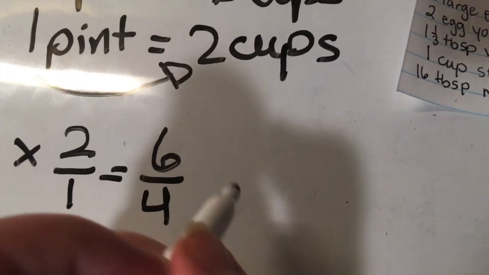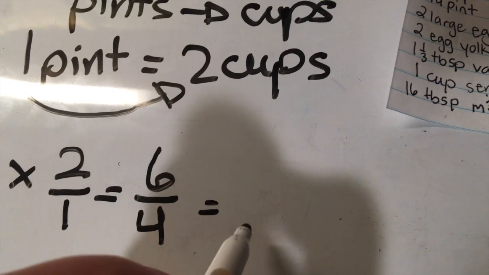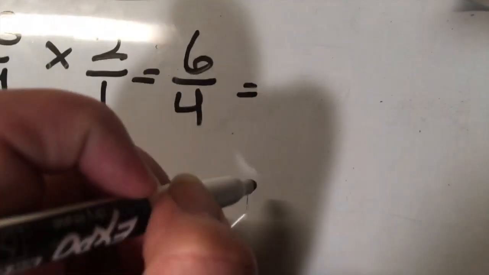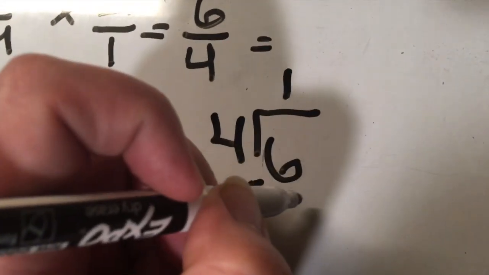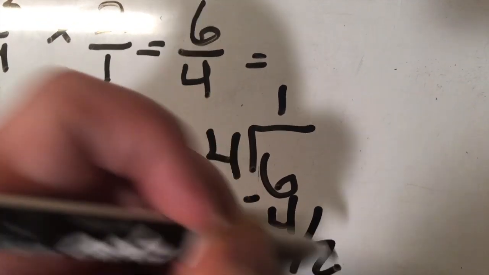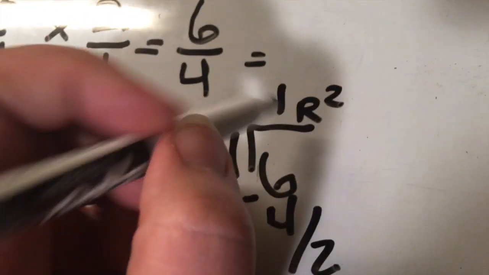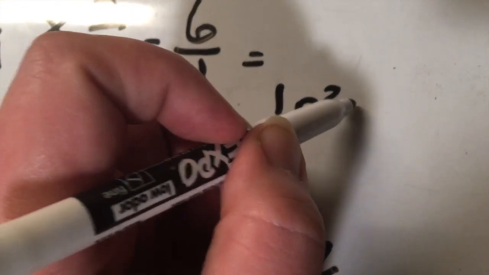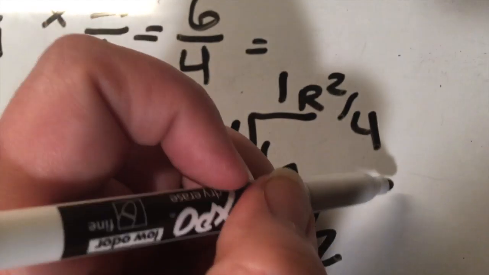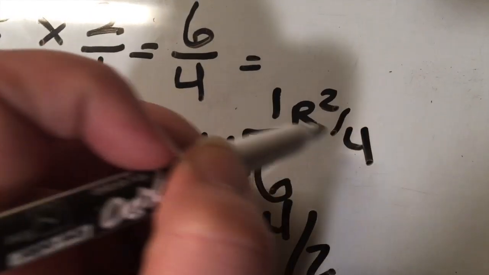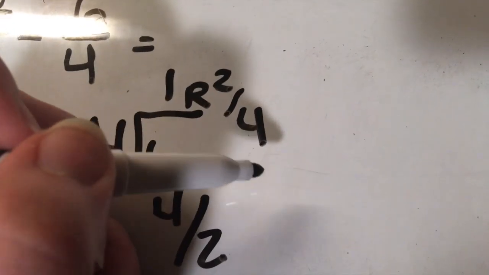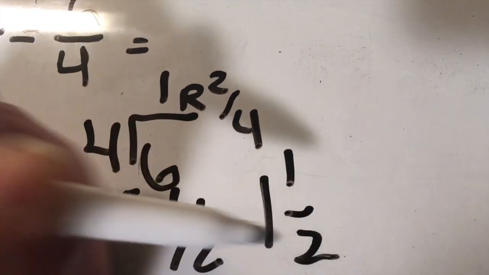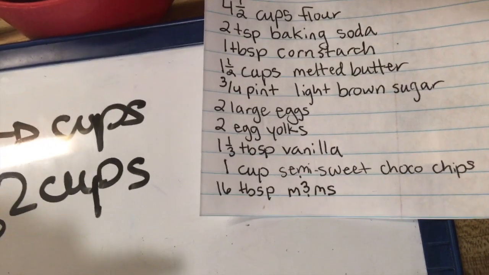And when we convert this into a mixed number, we divide the numerator by the denominator. And so 6 divided by 4 is equal to 1, with a remainder of 2. And when we deal with remainders, we put it over the divisor. So 6 divided by 4 equals 1 2/4. And we all know that when we simplify 2/4, it becomes 1/2, so 1 1/2. So we now know that our recipe calls for 1 1/2 cups of light brown sugar.